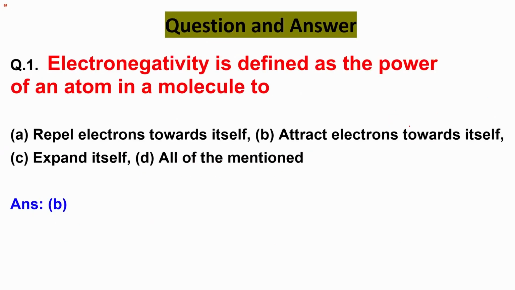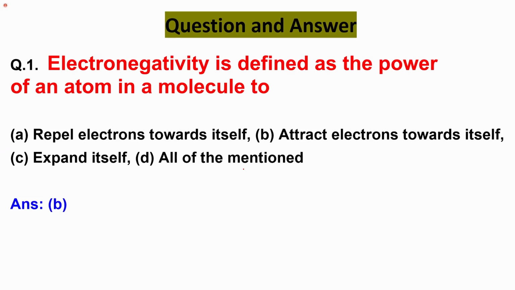This is the question and answer section of this part. So what kind of question can people ask here? One is: electronegativity is defined as the power of an atom in a molecule to repel electrons towards itself, attract electrons towards itself, or expand itself, or all of the mentioned. So first we'll understand what they are asking.